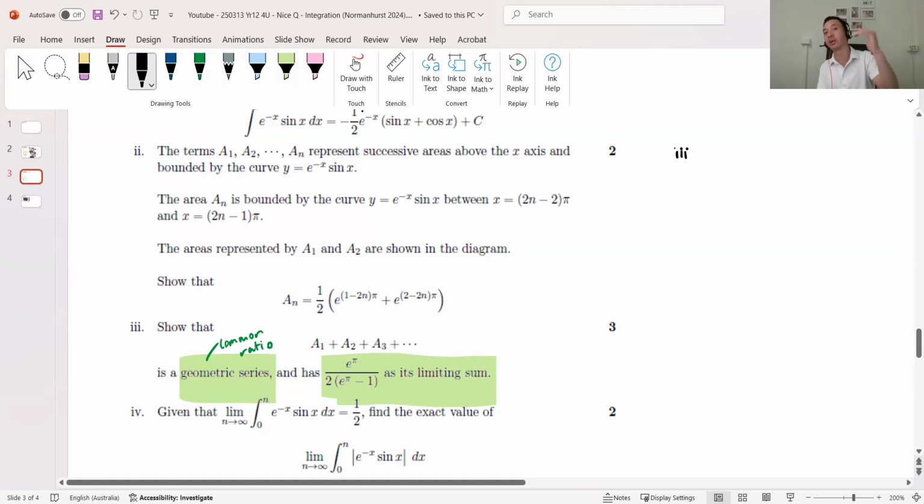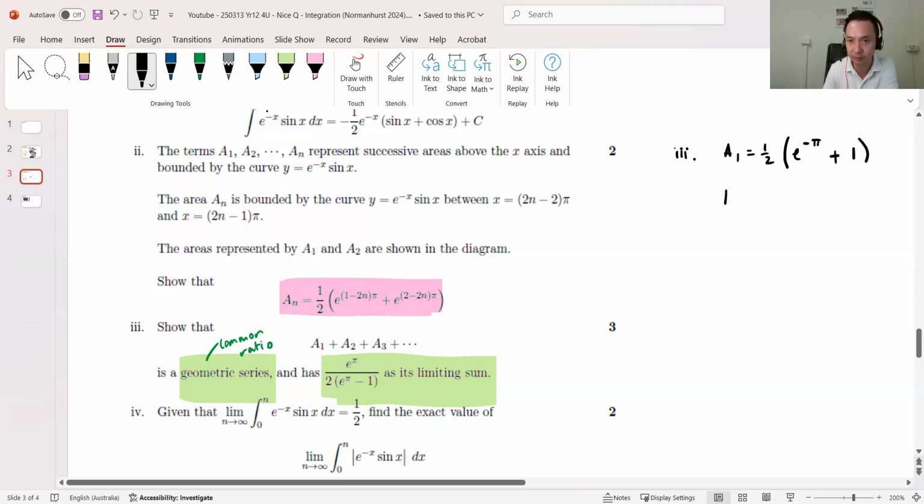So part 3 is about establishing a pattern to demonstrate that it is a geometric series. So let's go a_1. I'm just going to sub numbers into this expression. When n equals 1, you get half e to the power of minus pi plus n equals 1, that's a_1. A_2, what does that give me? When n equals 2, that's e to the minus 3 pi plus, when n is 2, that's negative 2.